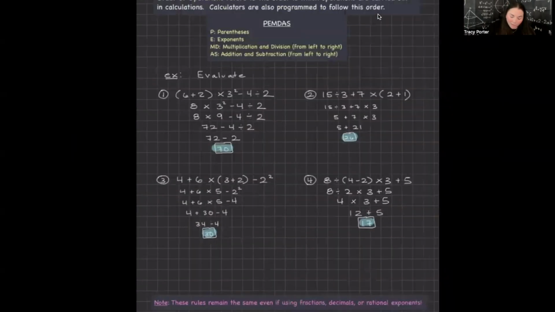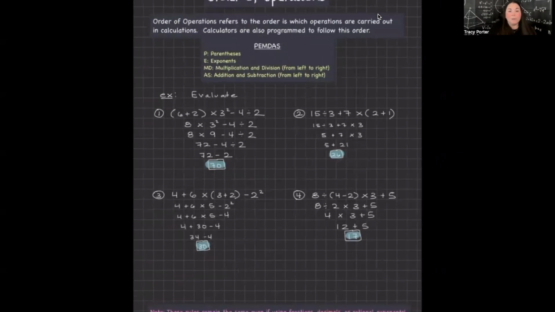Okay, so that's a good overview for you for order of operations. You want to find lots of practice and once again become proficient.